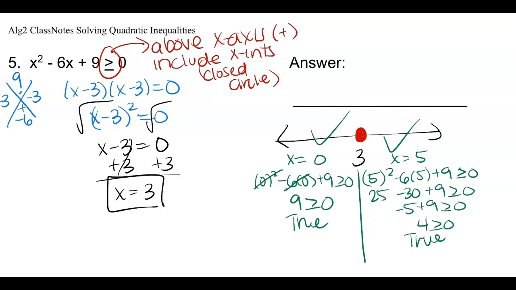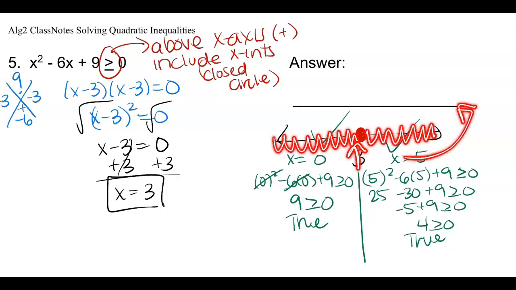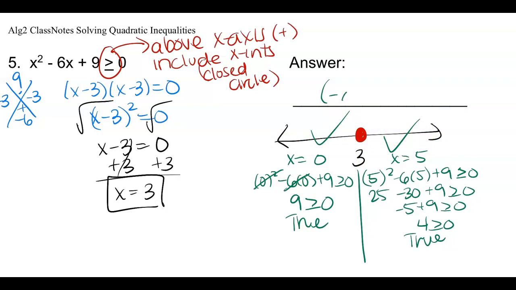If I have a true statement on both sides, that means you're going to include all of this space over here and all of this space over here, plus the x-intercept. How would you write your answer if it's going to be everything? You would write that from negative infinity to positive infinity. That would be your answer.